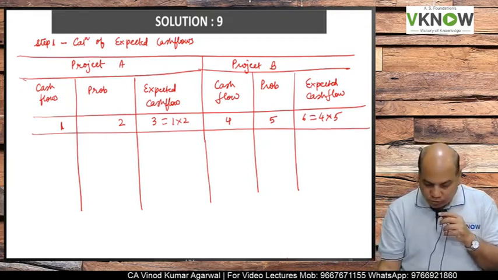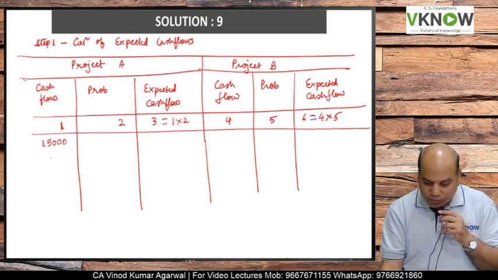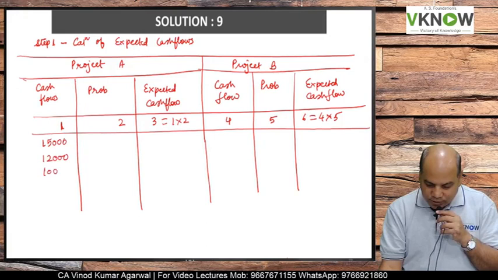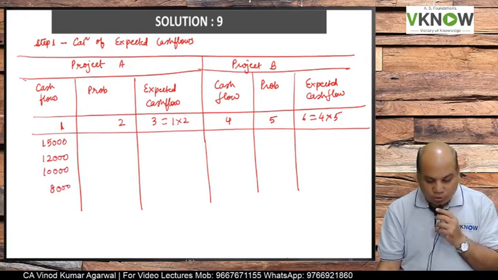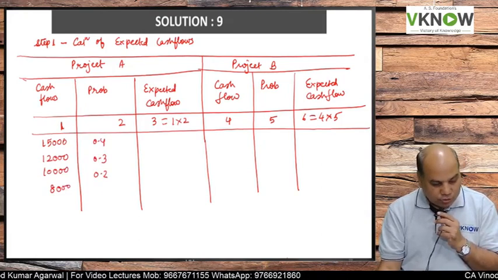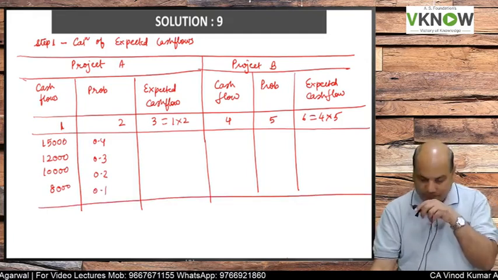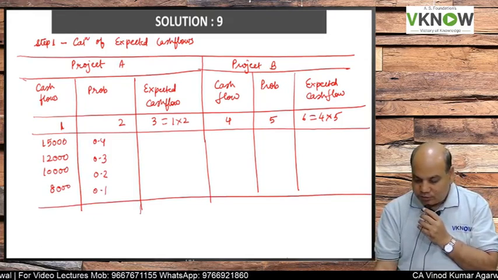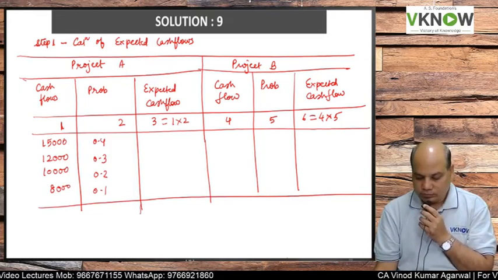So cash flows are 15,000, 12,000, 10,000, 8,000 and probability is 0.4. Keep writing. Use calculator, learn to solve faster because exam gives you very limited time. Paper is very lengthy. Very few people are able to complete 100 marks.